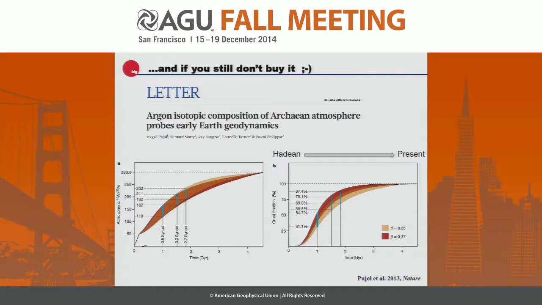And if you still don't buy those continental growth curves, which are two different approaches, here comes the third approach, a paper recently published in Nature by Pujol et al. in 2013. Completely different methods. So now we are looking at argon isotopes, and again they end up with a continental growth curve that shows an important increase of the volume of the crust within the first 1.5 billion years of Earth evolution, and still an inflection at around 3 billion years ago.